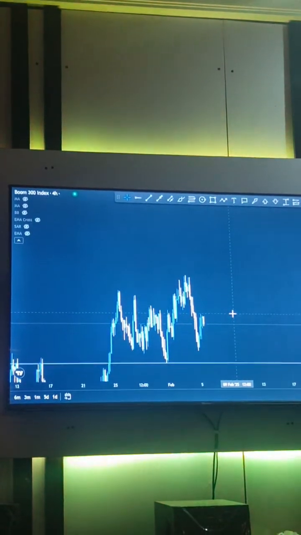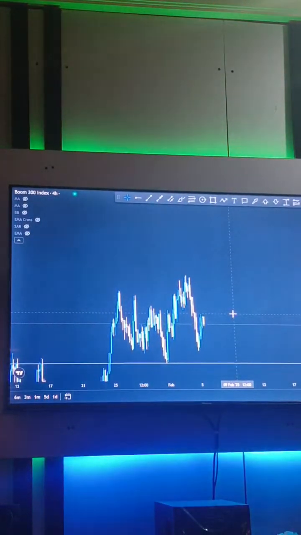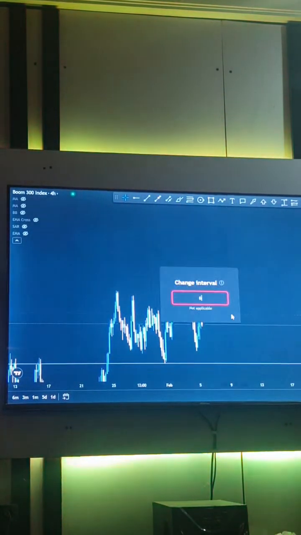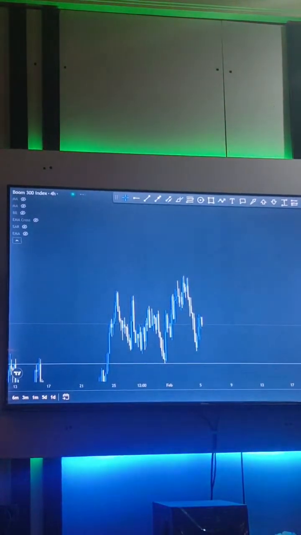Mark structure that is in line with the uptrend, which means you are looking for higher highs and higher lows. Higher highs and higher lows, that's what you should be marking. Anything other than that is cancelled. I'm going to go to 60 minutes. My 4 hour is telling me the market direction, which is uptrend.